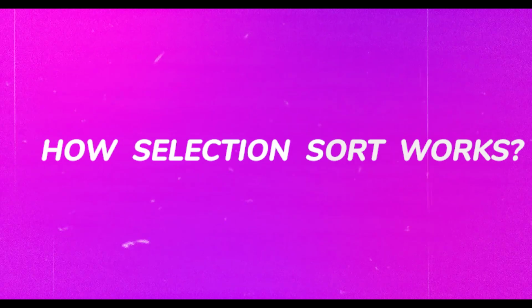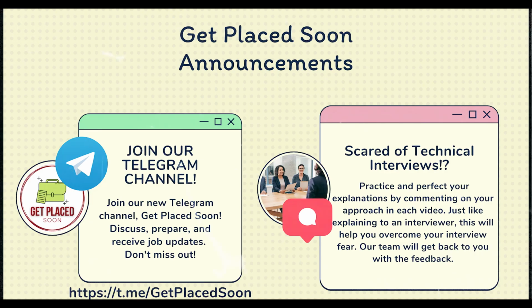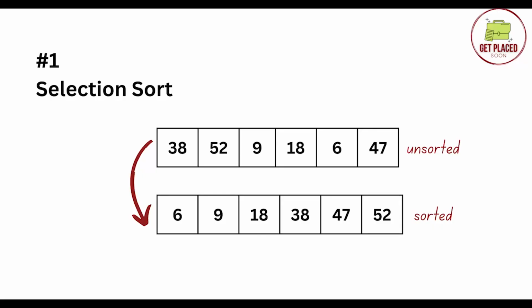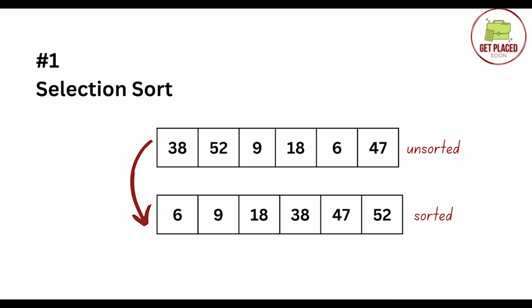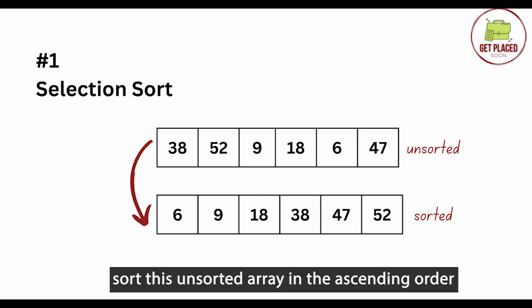In this video, we are going to discuss how selection sort works, and we are also going to see how to implement selection sort in Java. Now, in this slide, you can see two arrays. One is an unsorted array and the other is a sorted array. We are supposed to sort this unsorted array in ascending order using selection sort. We'll also see how to do this.